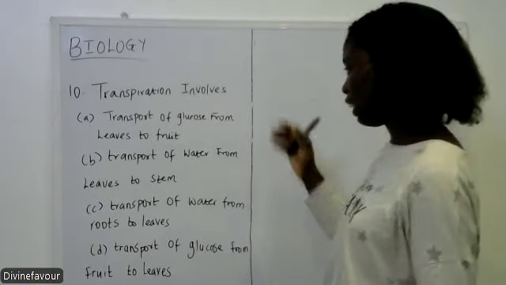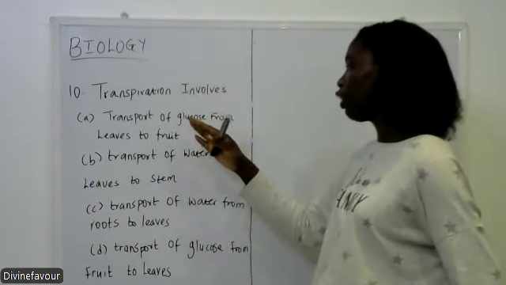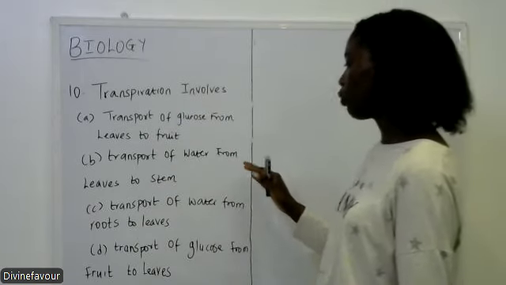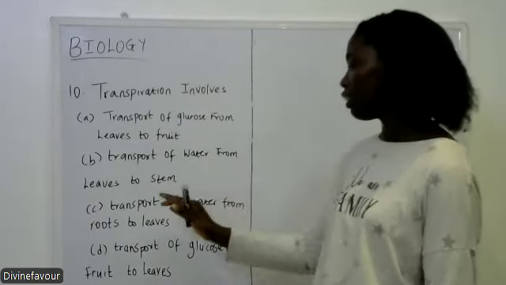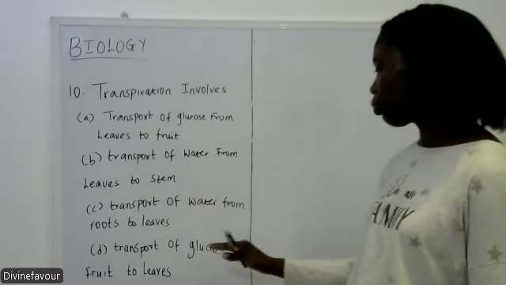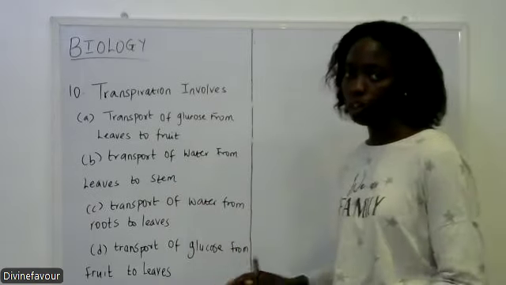Transpiration involves dash. A. Transport of glucose from leaves to fruit. B. Transport of water from leaves to stem. C. Transport of water from roots to leaf. D. Transport of glucose from fruit to leaf.